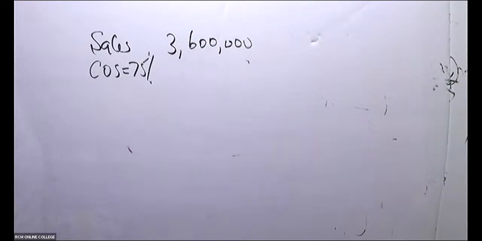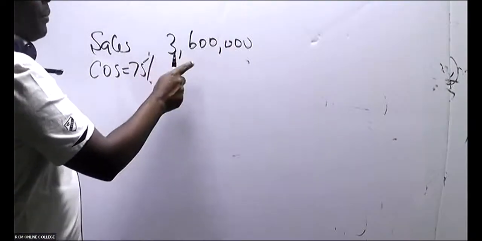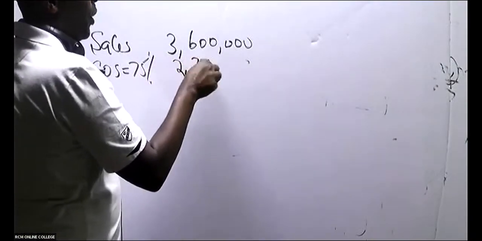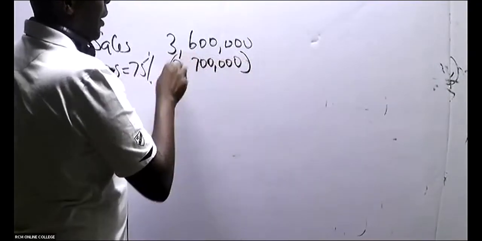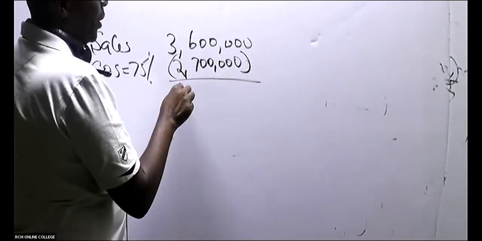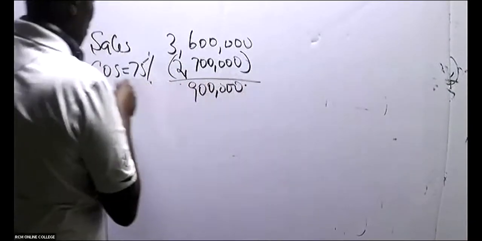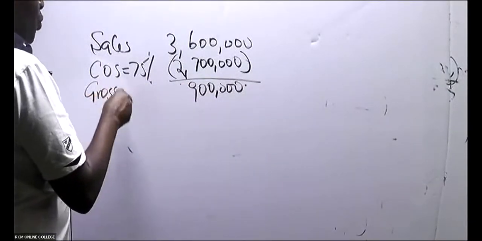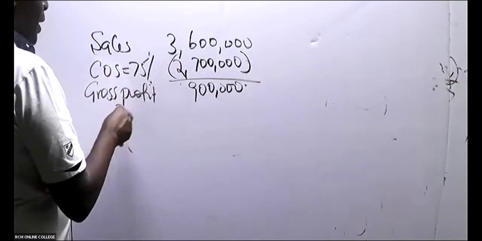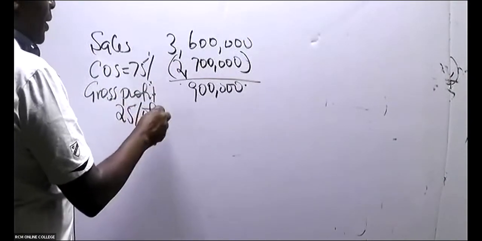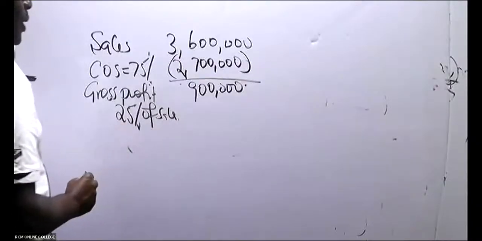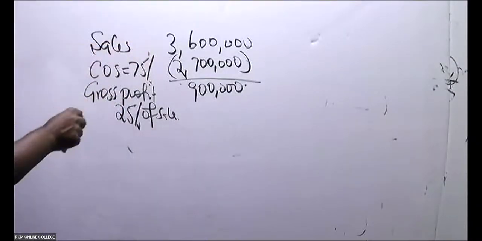So 75% of 3.6 million, I'm being told this will be 2.7 million. If you subtract, you're getting 900,000. So this will be your gross profit. And the gross profit, of course, is 25%. They've told you 25% of sales, 25% of this 3.6 million.